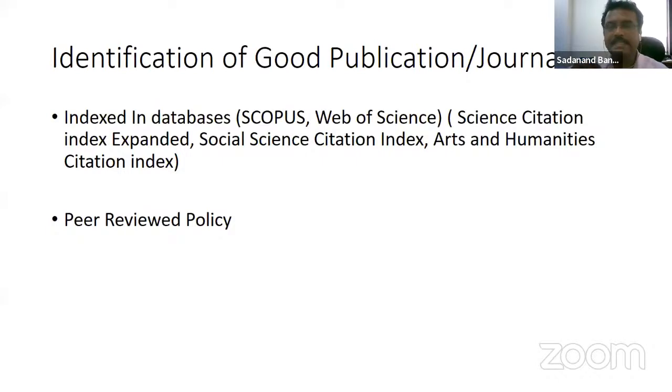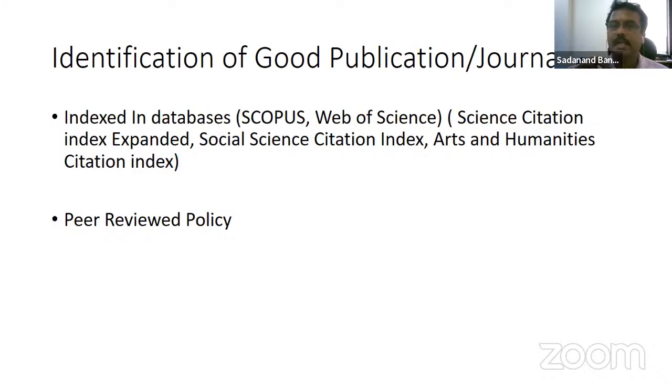Now the question will arise that, okay, fine, after going through all these things, what could be the journal, or how to identify the good journals? Straightaway, I will say that any journal, any publication which has been indexed in some of the indexing databases, that could be good for publication.